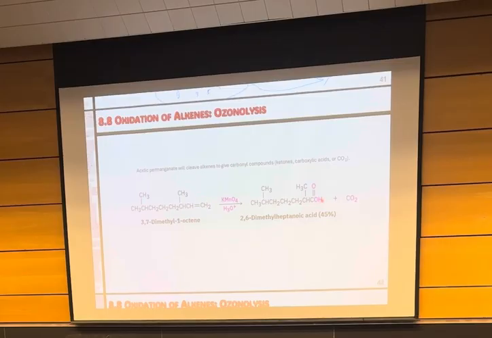Okay, now, the key is, that we talked about in the tutorial, can you do this backwards? That's the key. Can you do it backwards? If you see two carbonyl groups here, you know that they could have come from an alkene. Okay, that's where it came from.